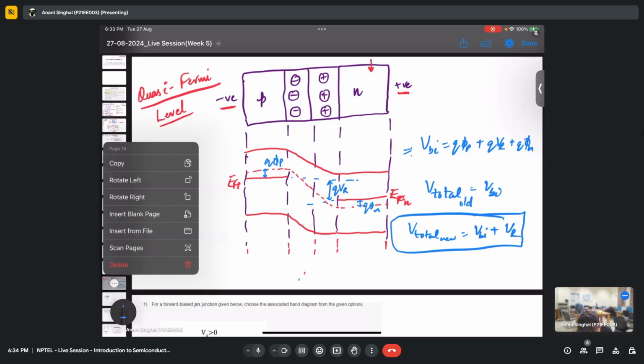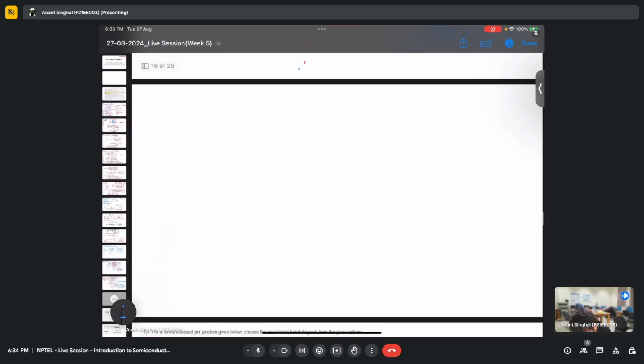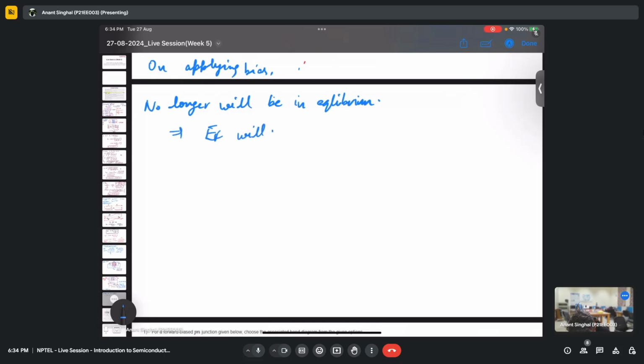And if I write some theory to make you understand, if we apply a potential across the PN junction, we will no longer be in equilibrium on applying bias. That is, the Fermi level will not be constant. This is the first point to notice for any applied PN junction.